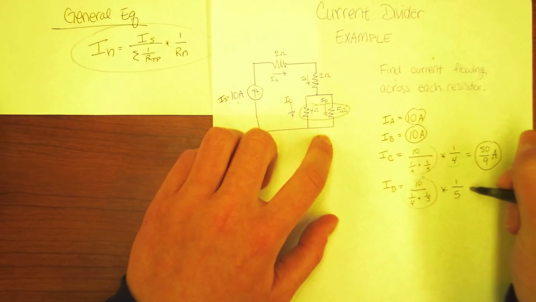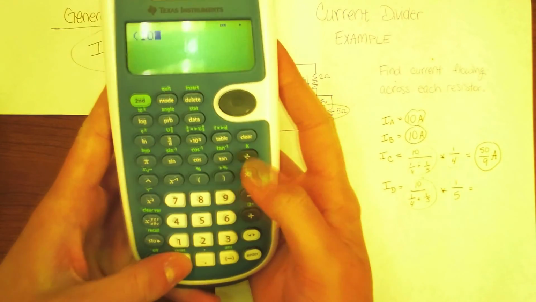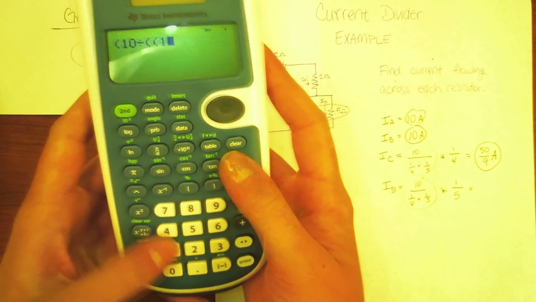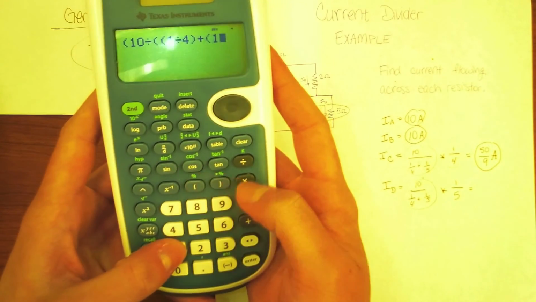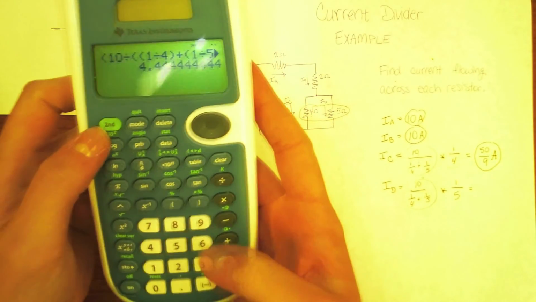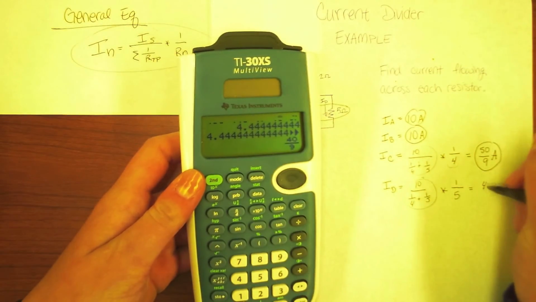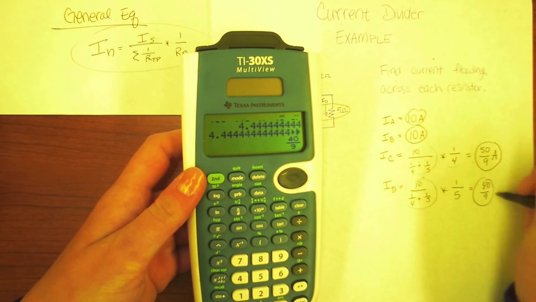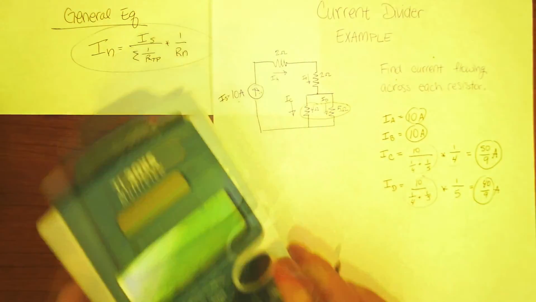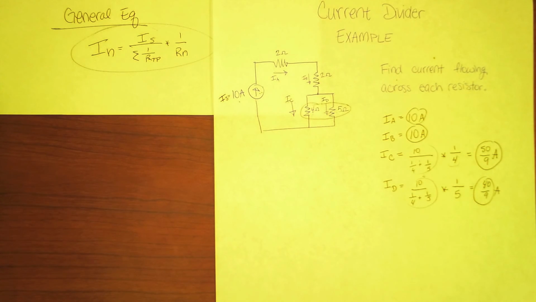And then, again, plugging that into your calculator: 10 divided by 1 divided by 4 plus 1 divided by 5, times 1 divided by 5. Change it to a fraction, and that's going to equal 40 ninths. That's in amps. And that's how you find the current flowing across each of these resistors.